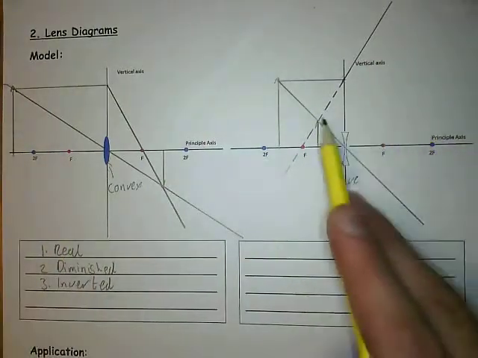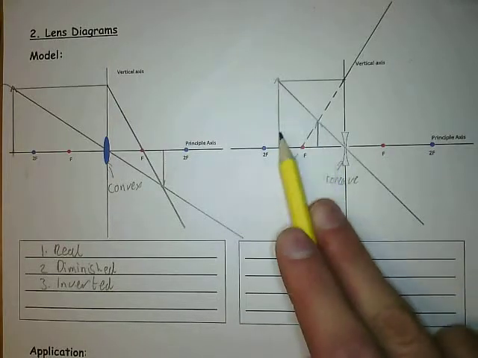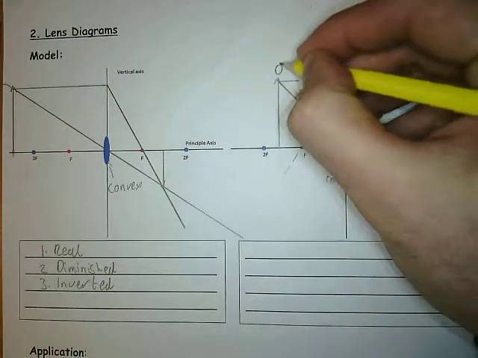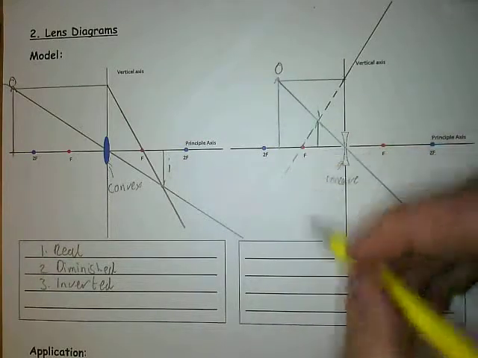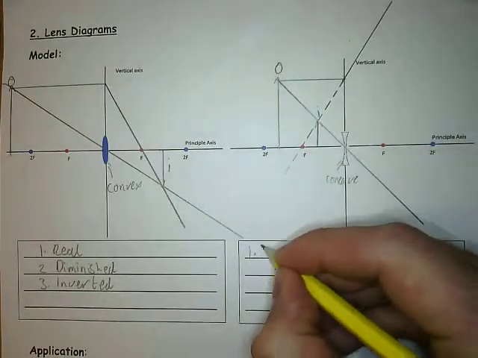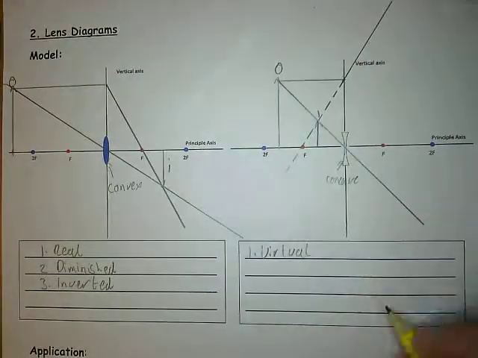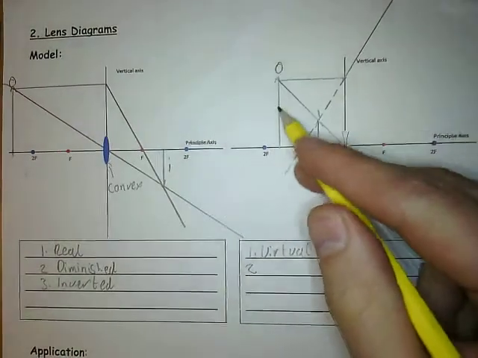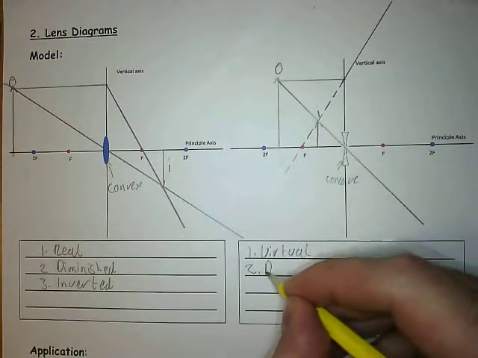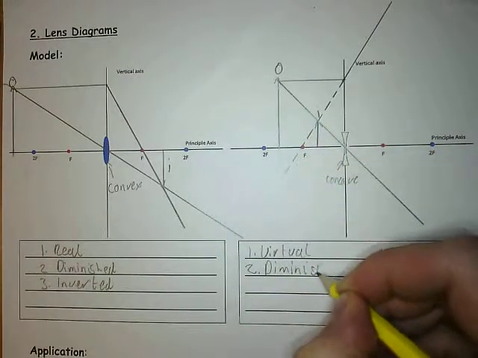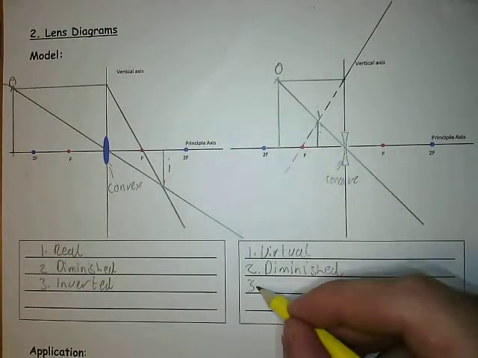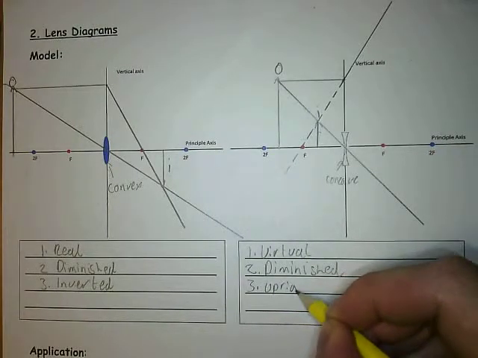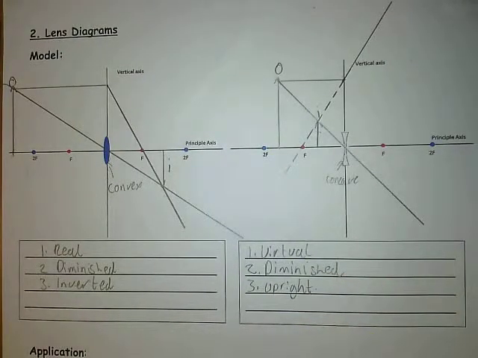So this time, because it's on the same side of the lens as the object, it is going to be a virtual image. It is clearly smaller, so it's going to be diminished. And it is the same way up, so it is upright. Okay, so again, three things we can say about that.